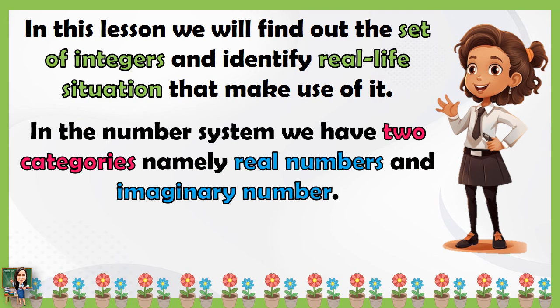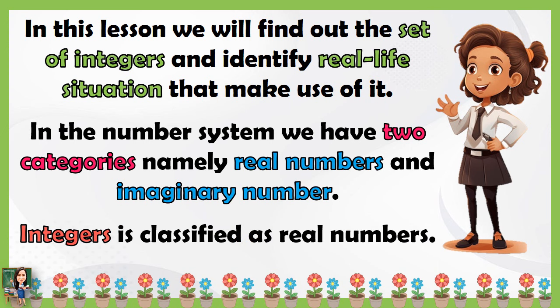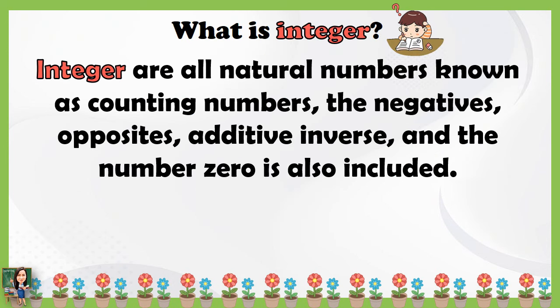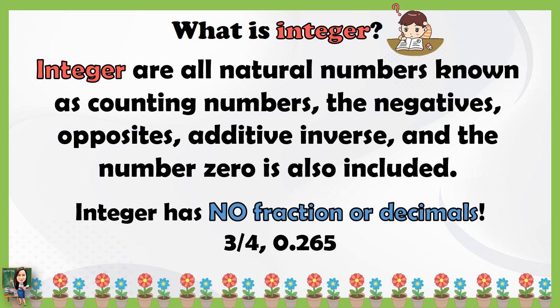In the number system, we have two categories, namely, real numbers and imaginary numbers. Integers are classified as real numbers. What is an integer? Integers are all natural numbers, known as counting numbers. The negatives, opposites, additive inverse, and the number 0 are also included. Integers have no fractions or decimals, like for example, 3/4 and 265,000.